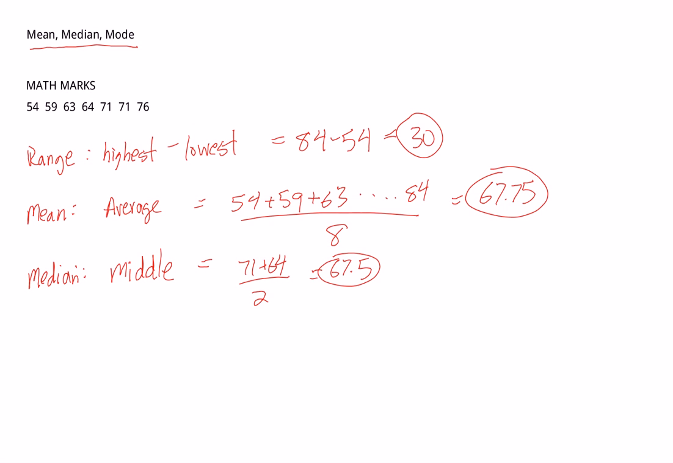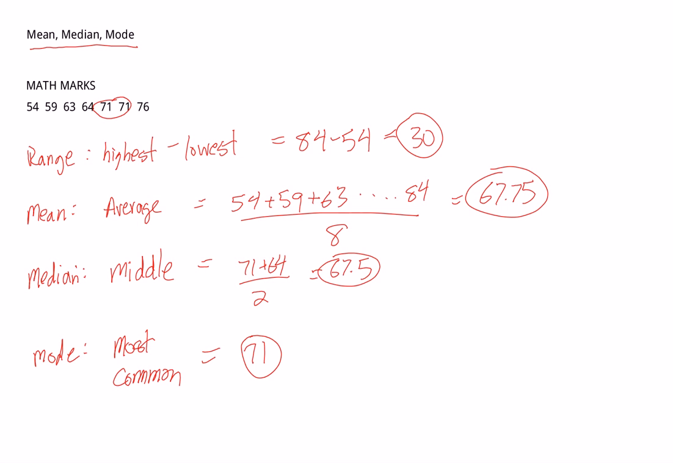And our last one is mode, and the mode is the one that is most common. So which one happens the most? In this case, for our math test, we only had one mark that repeated. We had 71 twice. So in that case, we'd say our mode is 71. So that's it for each of the 4 definitions.